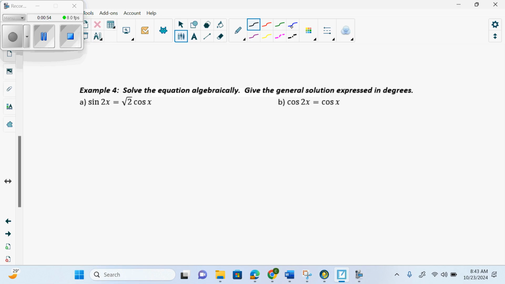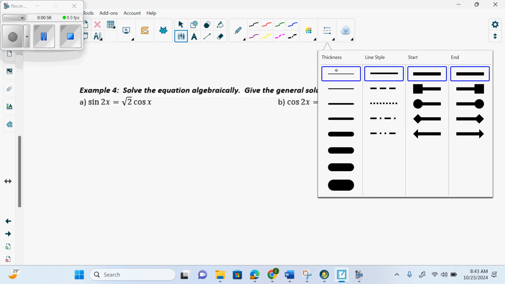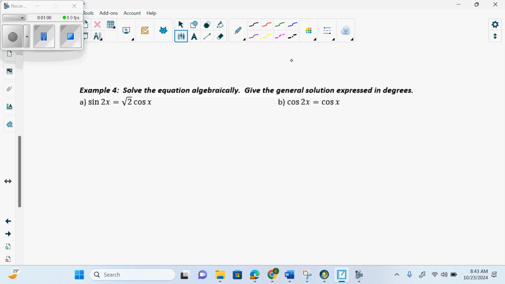This is the catch today, is that this one wants general solutions. So every solution I've asked you so far was not a general solution. It was a specific solution in a restricted domain. This one's general solution, so it's every solution in the world. So we did general coterminal, where we added 360 or 2 pi n. Remember that? We're going to do the same thing for this.